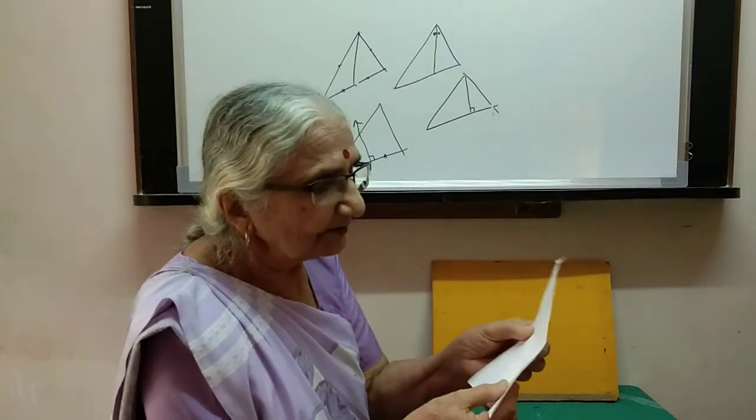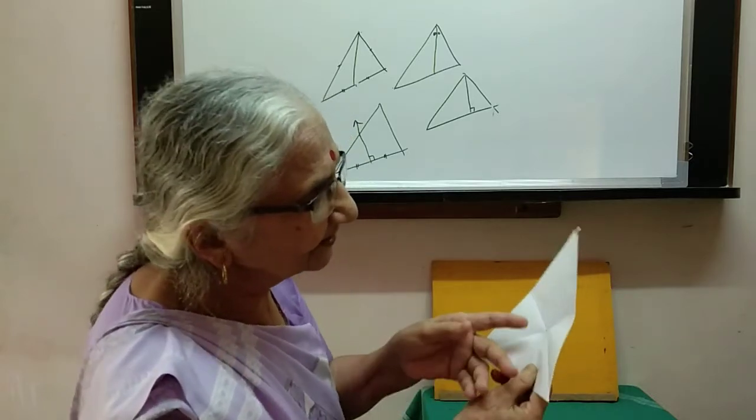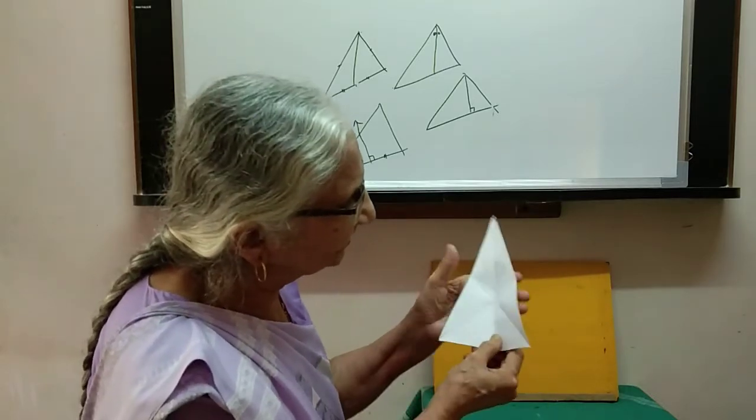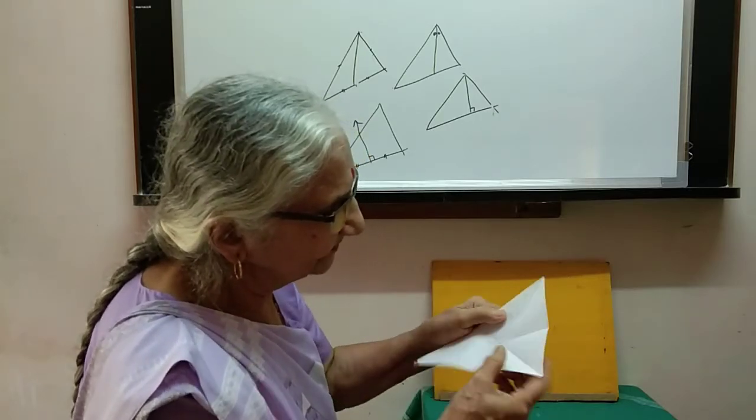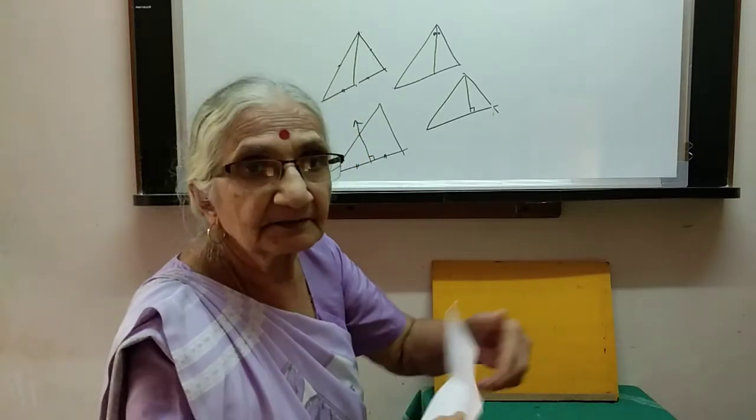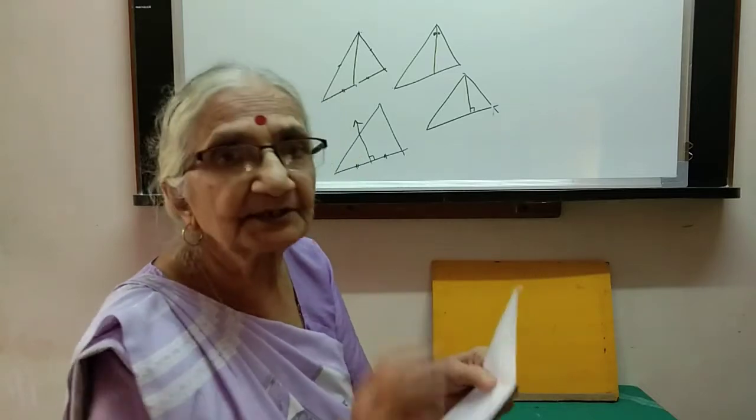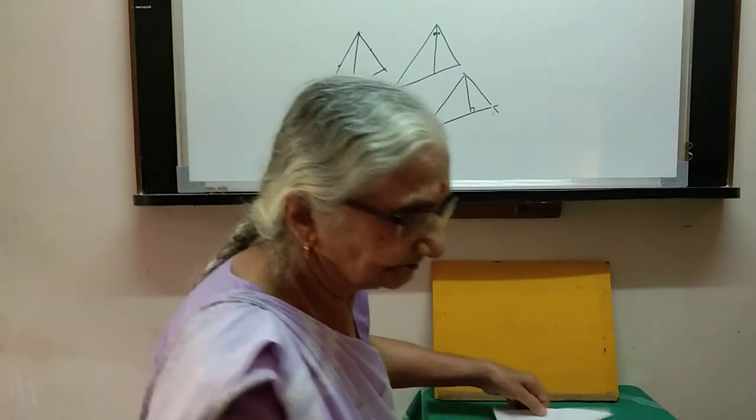Okay, now let's see. We have the 3 folds, and you can see that this point lies on all the 3 folds: 1, 2 and 3. Meaning thereby that all the 3 medians are concurrent.